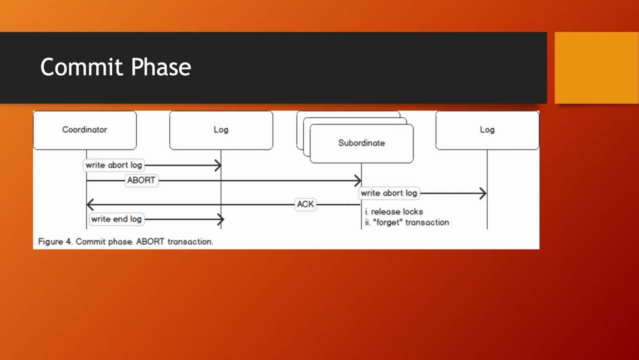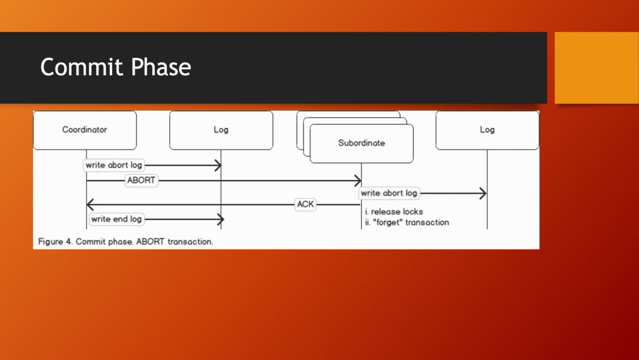So here in this figure, we see the flow of messages right after the coordinator has received at least one no vote and must abort the transaction. So as you can see, the coordinator writes an abort log, and then it sends an abort message to subordinates. The subordinates write the abort log in their respective logs and then send an ACK to the coordinator.